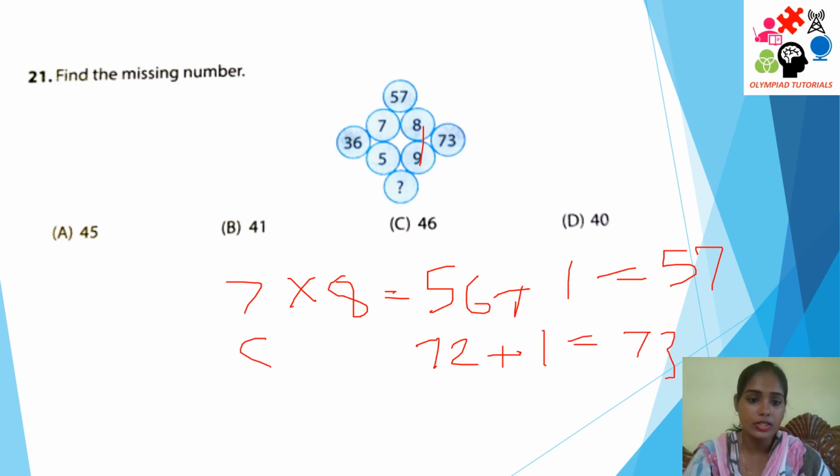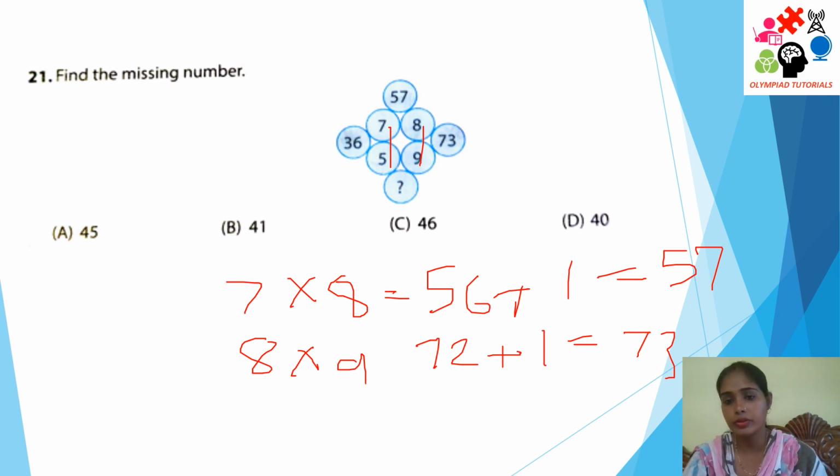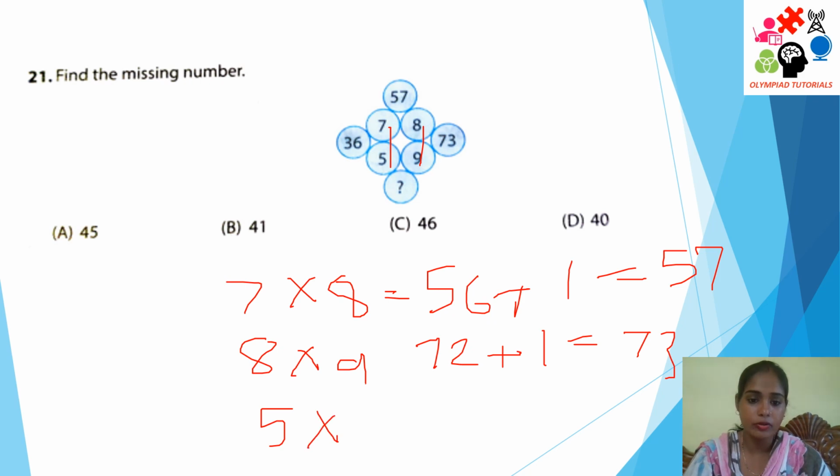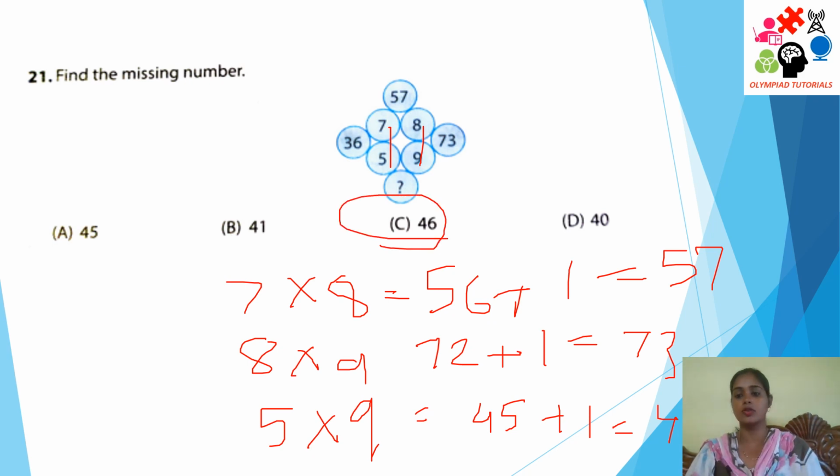So this is your relation. Here you have 8 into 9. Similarly, if you see this part, 7 into 5 is 35, and 35 plus 1 will give you 36. So for your answer you have 5 into 9 will give you 45, and 45 plus 1 will give you 46. So here your option number C, 46, is going to be your correct answer.